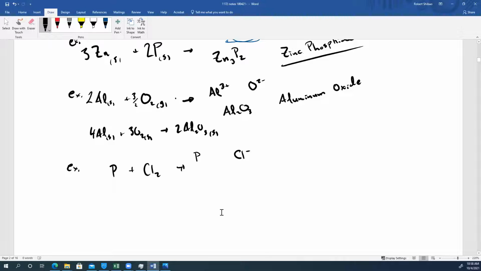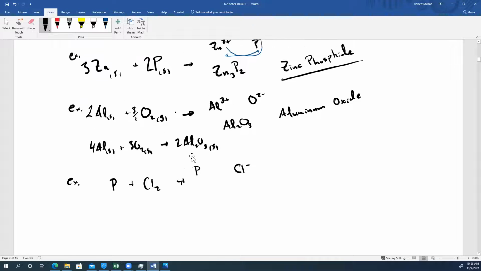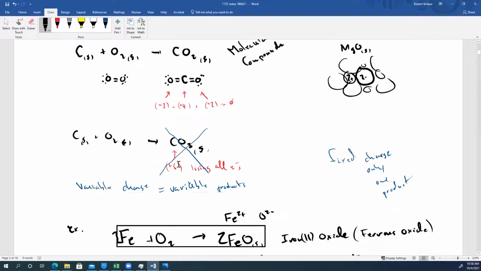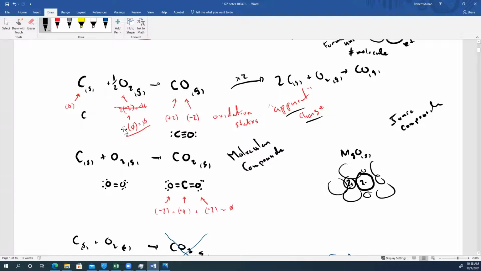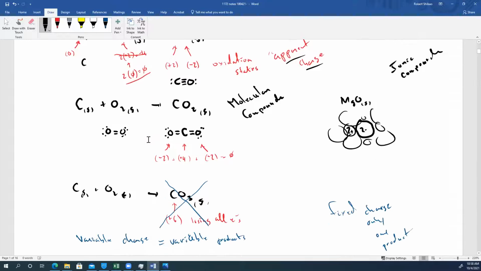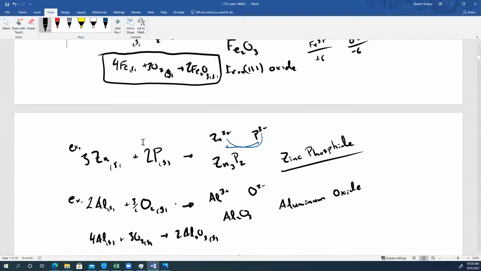+5 is correct. That's good. But +5 is also losing a lot. For example, when we looked at carbon, carbon can be +2 or +4. +4 is by far the preferred, like CO2, but carbon monoxide can certainly form. There's nothing stopping it.